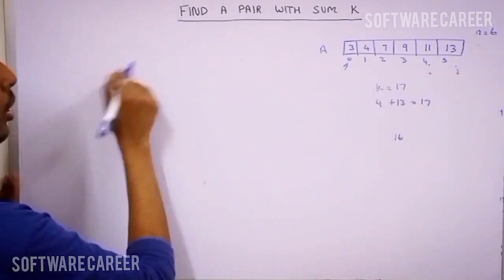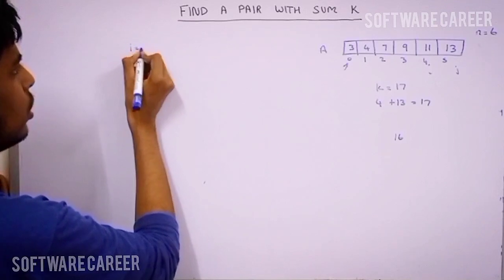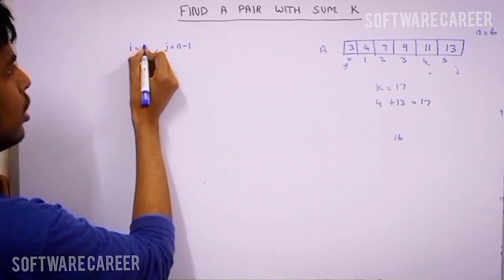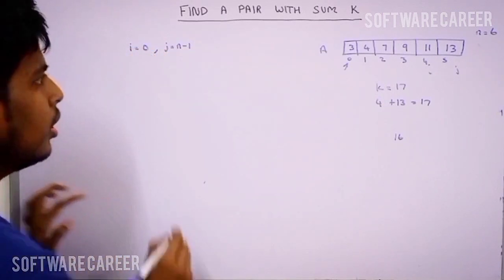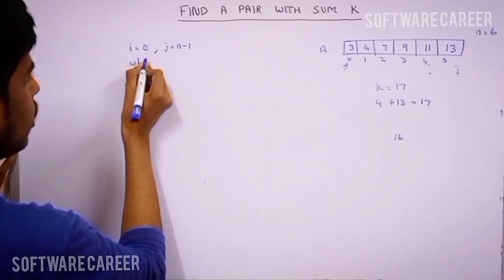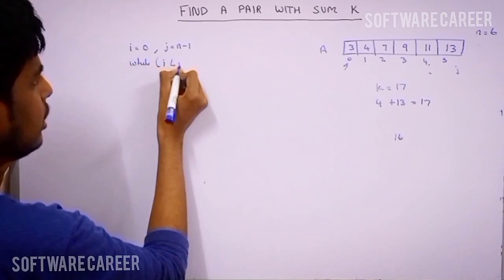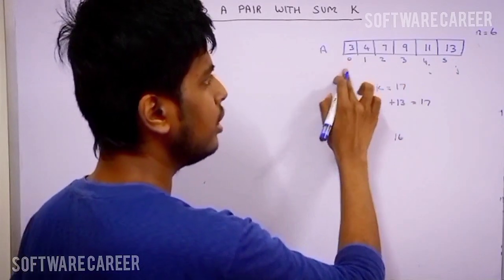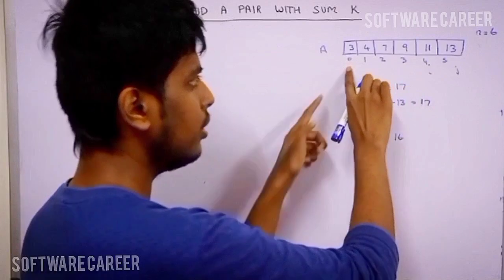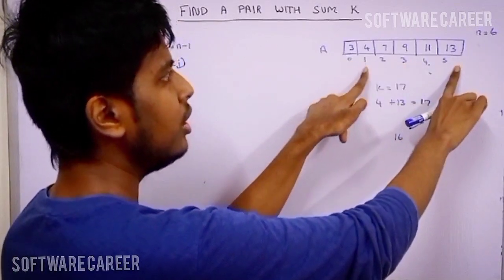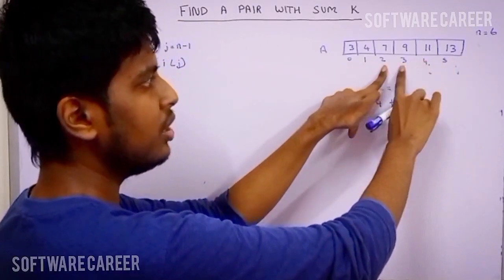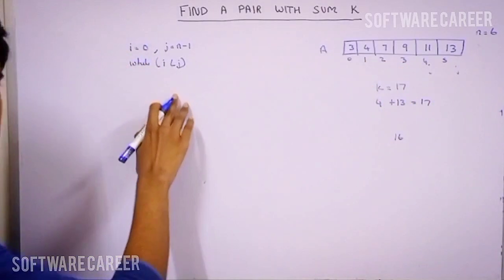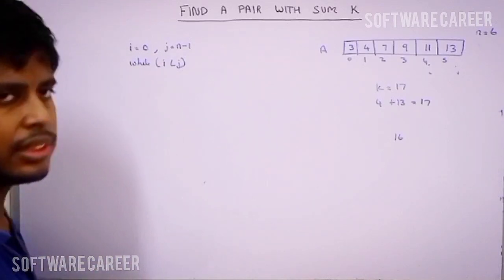Now see, i equals 0, j equals n minus 1. First I have written it like this. Now while i less than j, that means it travels till i is less than j. At i is 0, j is 5, then it moves to 1 and 4, then 2 and 3. Now i can't be 3 and j can't be 2, so the condition will not come and it stops there. So I am writing while i less than j.